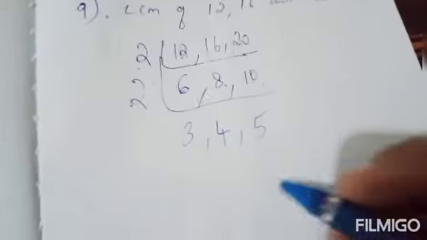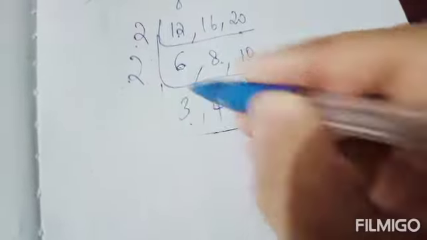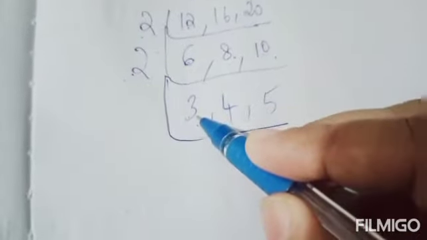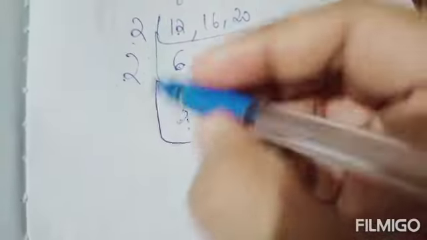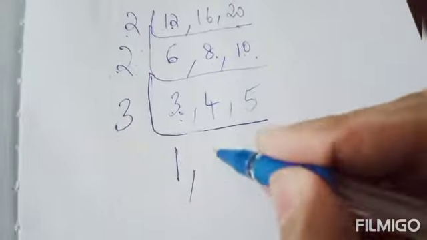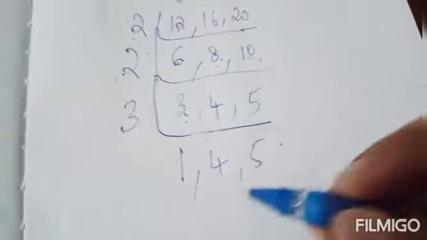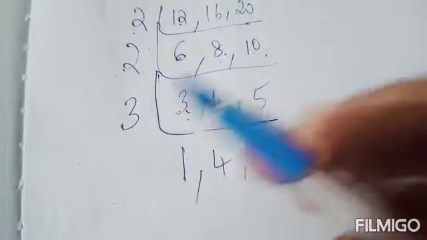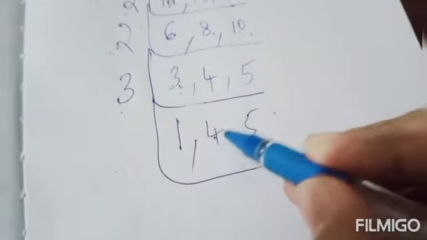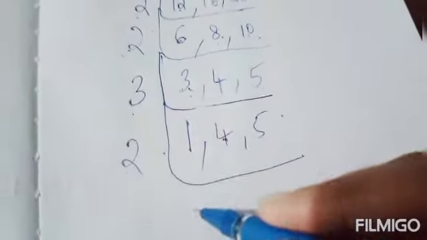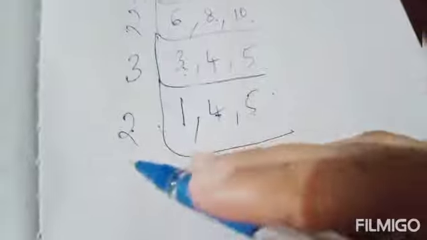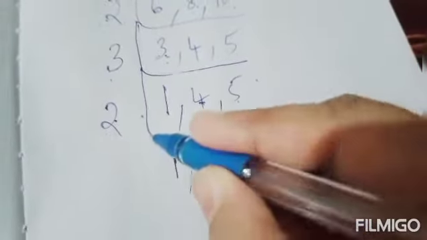Next, 3, 4, 5. You can't find a number with which you can divide all these three numbers. So first you can divide 3. 3 you can divide only by 3. So 3 divided by 3, 1. Write down 4 and 5 as it is, because 4 you can't divide by 3 and 5 also you can't divide by 3. Next 4. You can divide 4 by 2. So 1. 4 divided by 2, 2. 5, you can't divide it by 2. So write down 5 as it is.